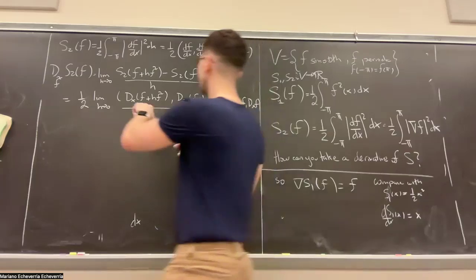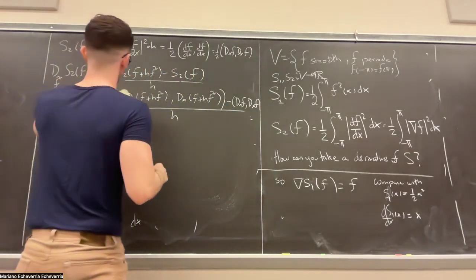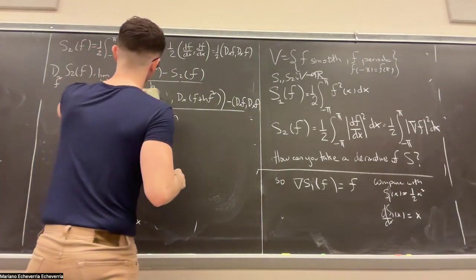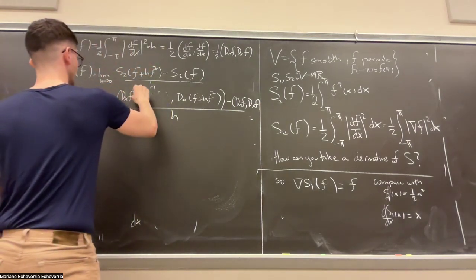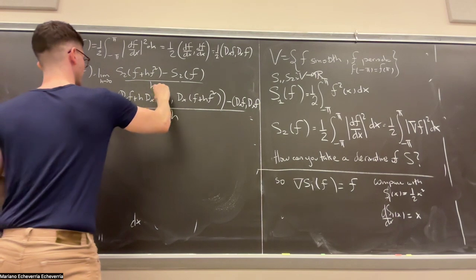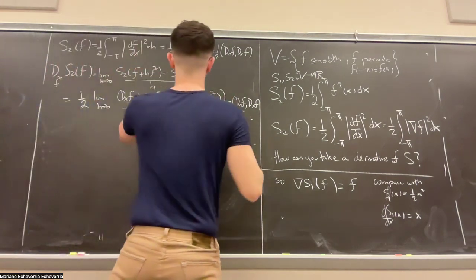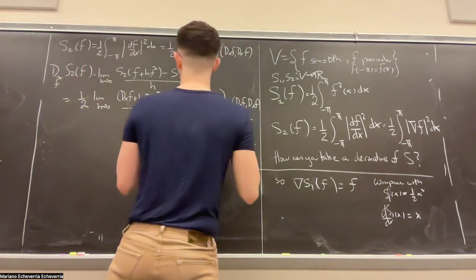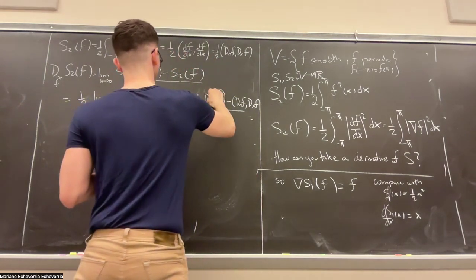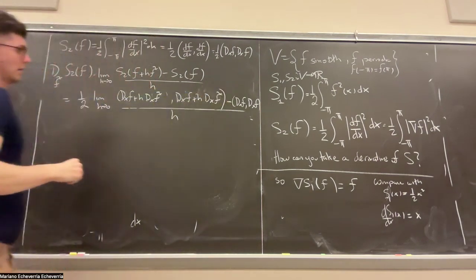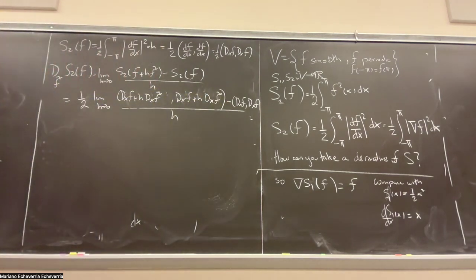And because the derivative is linear, maybe I should write it a bit more conveniently. So I'll rewrite this as dxf plus h dxf tilde, and then dxf plus h dxf tilde. Okay. So that's what the ratio looks like, the directional derivative.